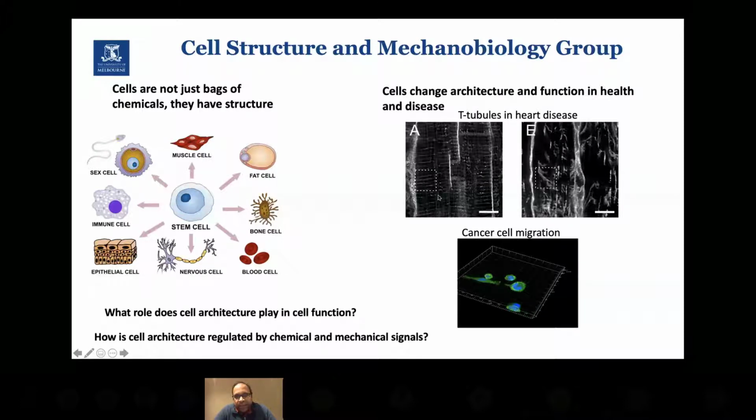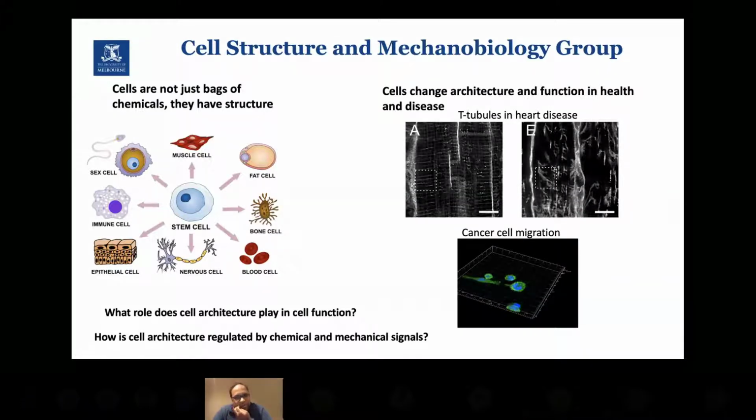We have these confocal images, for example, of the T tubules in cardiomyocytes under healthy conditions. Their architecture, the striated appearance that they have in healthy conditions, is disrupted in disease conditions like heart failure, which is shown on the right here.